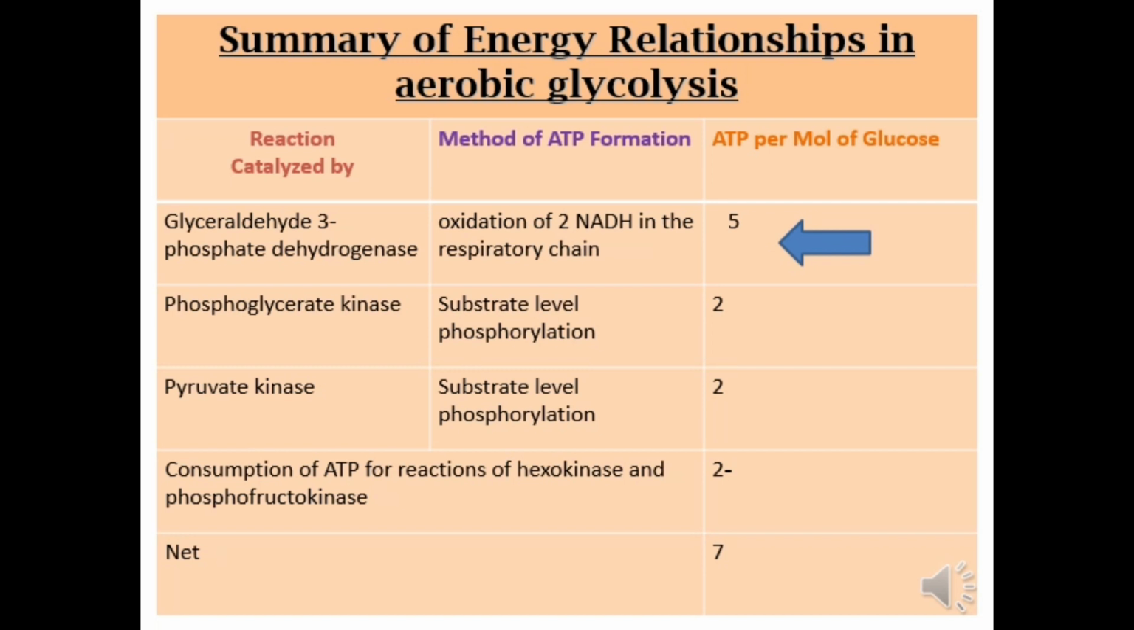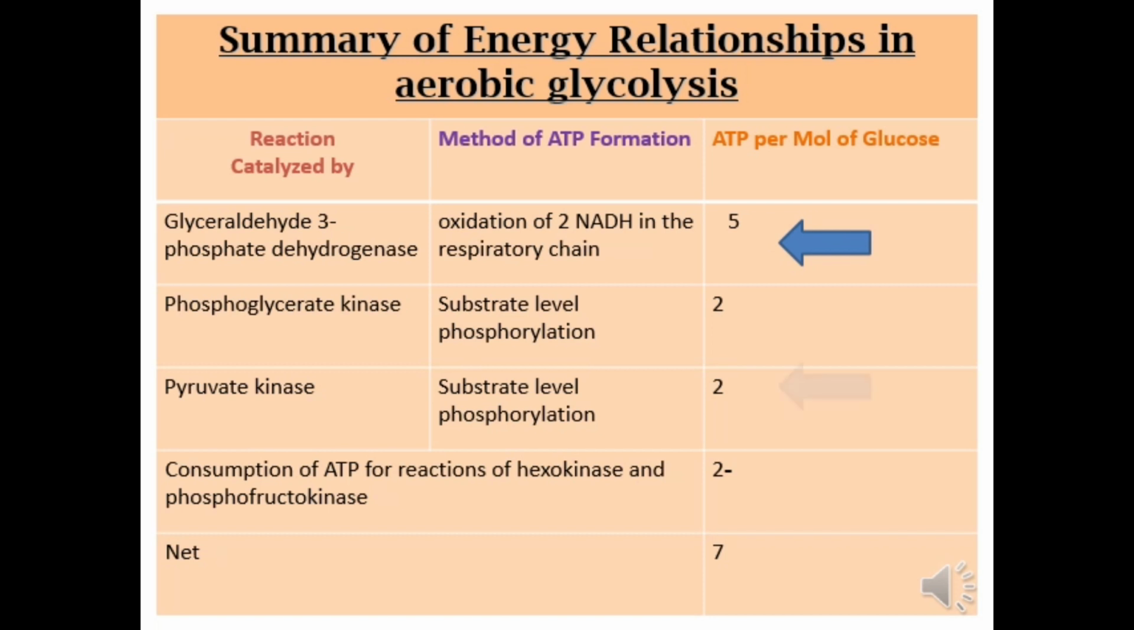In the step of glycolysis which cleaves fructose 1,6-bisphosphate into 2 trioses, each dihydroxyacetone phosphate is converted into glyceraldehyde 3-phosphate. Therefore, we have 2 molecules of glyceraldehyde. Each one through this reaction produces NADH, and each NADH through the respiratory chain produces 2.5 ATP. Therefore, we have 5 ATP.